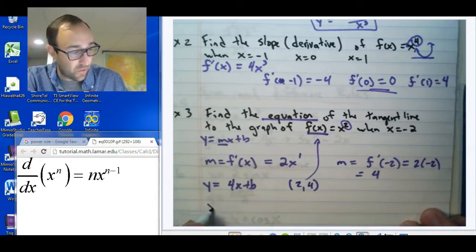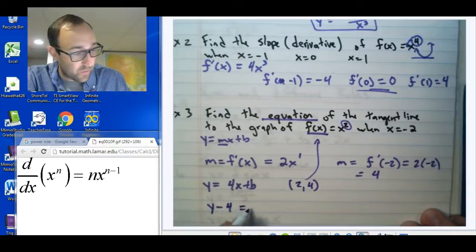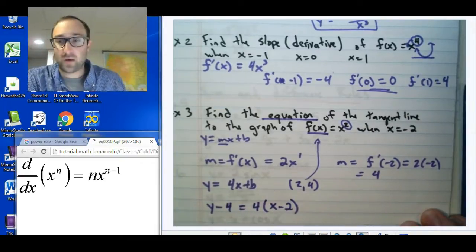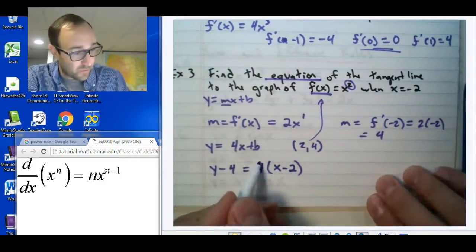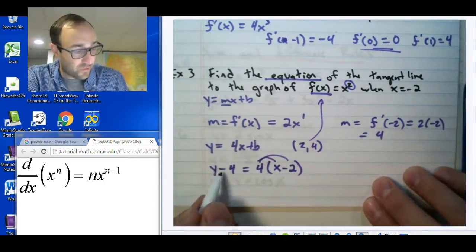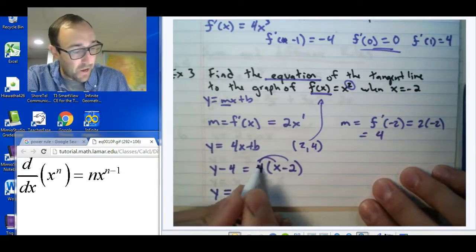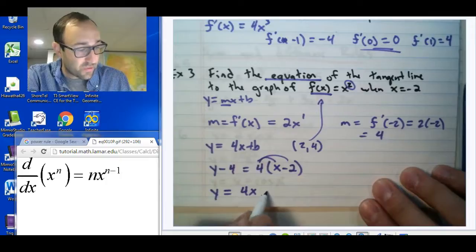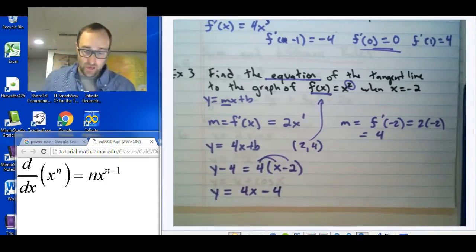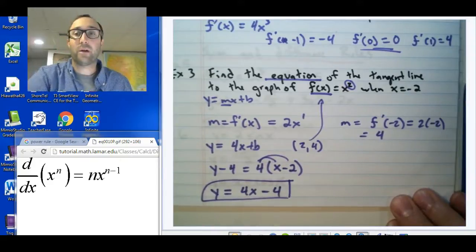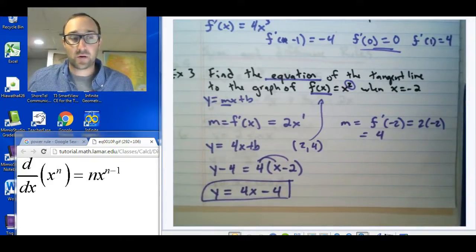So I could also do y minus y1 equals m times parentheses x minus x1. I could write it in point slope form, distribute the 4, add the 4 to the other side, and I get y equals 4x minus 8 plus 4, which is minus 4. And that should be your equation right here. Alright, so there you go. That is the power function.